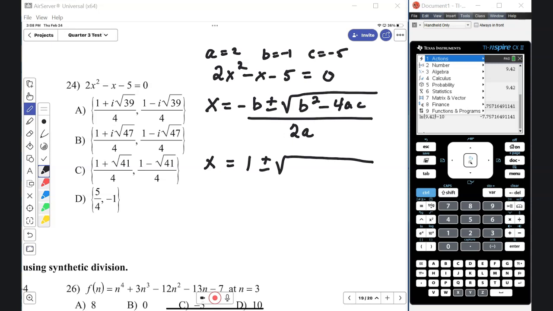So negative b is going to be 1 plus or minus the square root of b squared, which is negative 1 squared, minus 4 times 2. A is 2, and c is negative 5. And then we have 2 times a, which is going to be 4. So negative 4 times negative 5 is 20, plus 1 is 21.